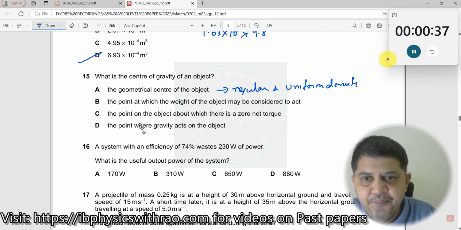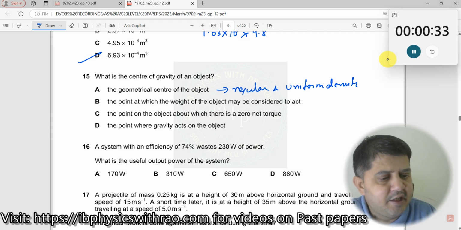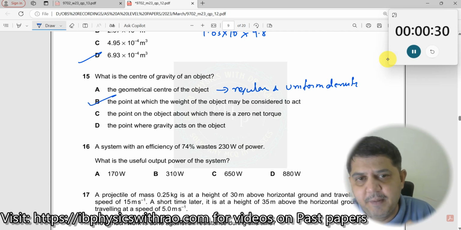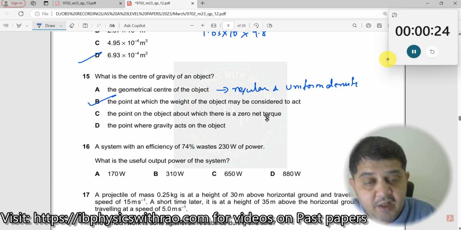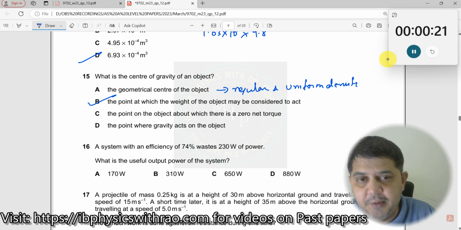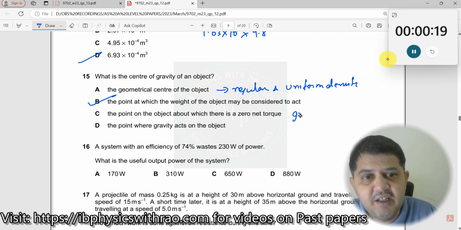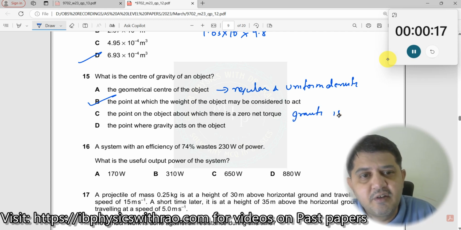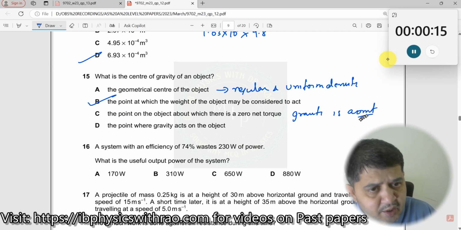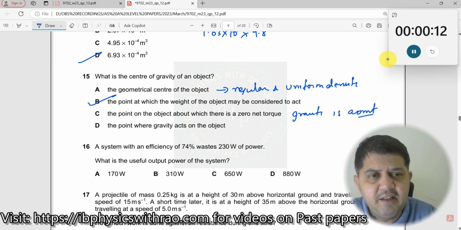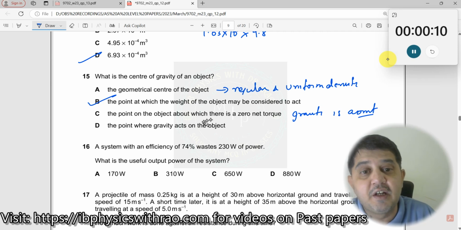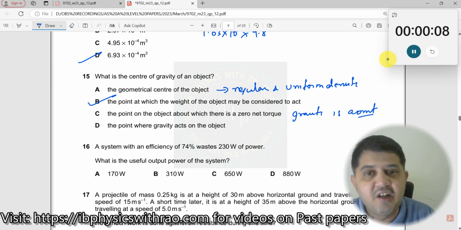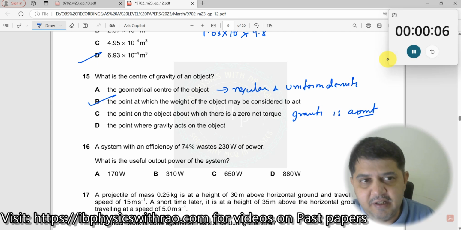Otherwise, it's not true. Okay, the point at which the weight of the object may be considered to be acting. So, this is the right definition to go with. Then the third one, let us look at what it is. The point on the object about which a net zero torque acts. See, this is also considered to be true if the gravity is a constant. If in such cases the gravity is not a constant, then this definition will not be applicable. If there is a non-uniform gravity, then this is not applicable.